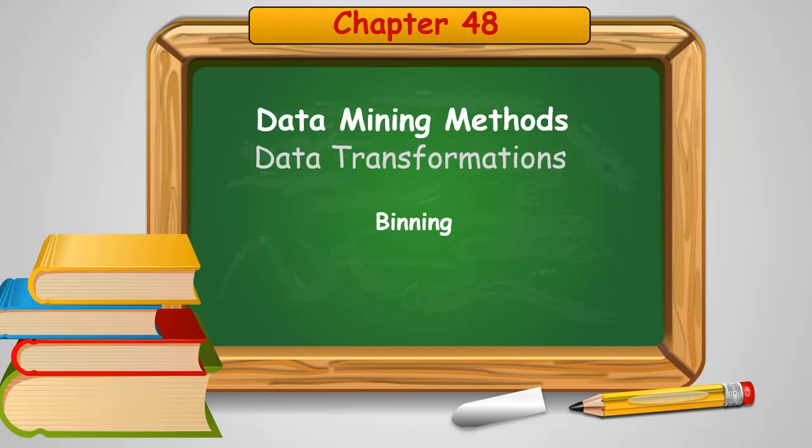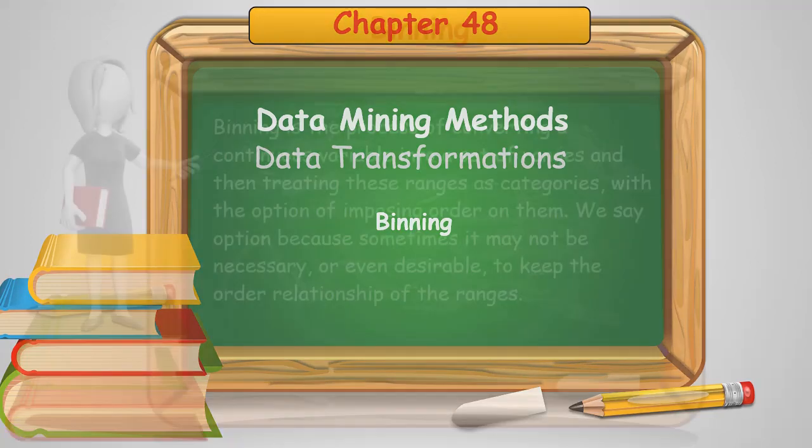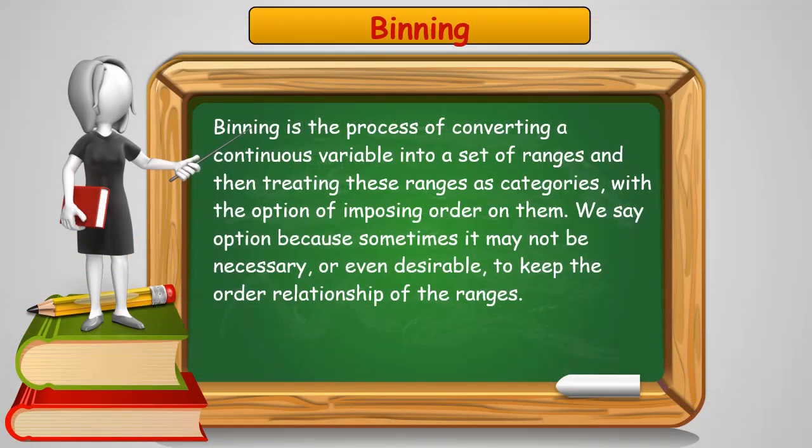In this chapter, we're going to take a look at binning continuous variables. Now, binning of a continuous variable is the process of setting ranges and then treating these ranges as categories. And then further, we have the option of imposing an order upon those categories. And I say we have the option because that may not be necessary or even desirable. We'll talk about that in the next slide.